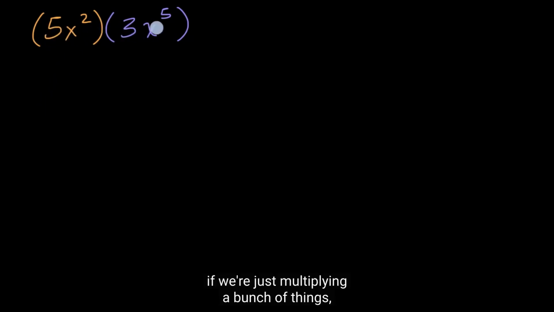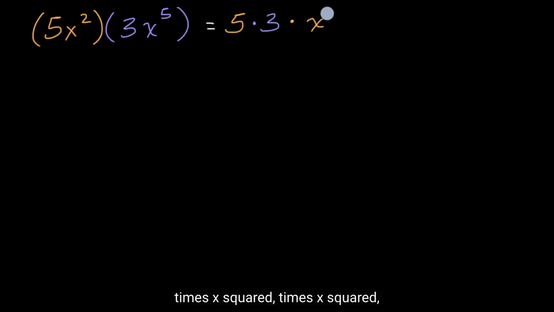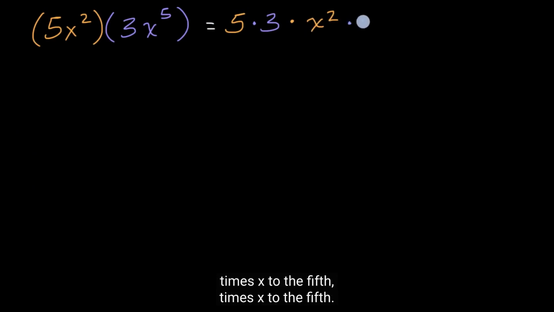All right, now let's work through this together. And really, all we're going to do is use properties of multiplication and use properties of exponents to essentially rewrite this expression. So we can just view this, if we're just multiplying a bunch of things, it doesn't matter what order we multiply them in. So you could just view this as 5 times x squared times 3 times x to the fifth, or we could multiply our 5 and 3 first. So you could view this as 5 times 3 times x squared times x to the fifth.